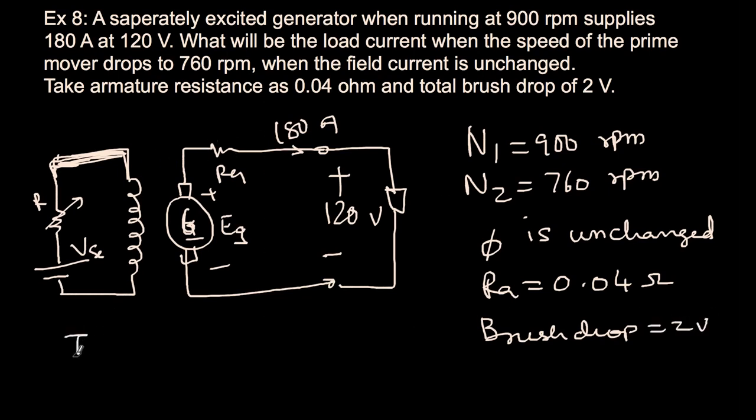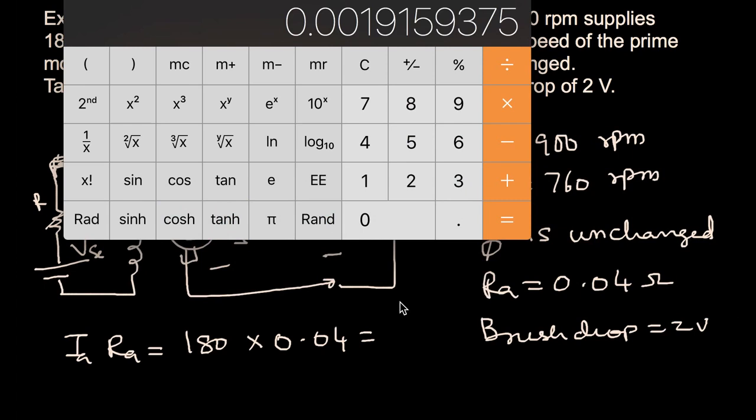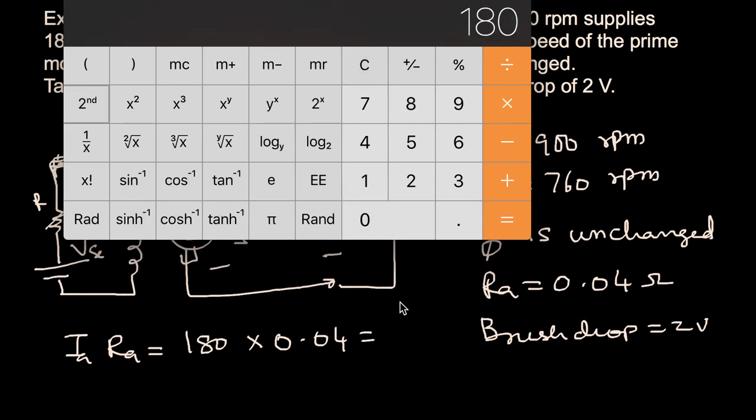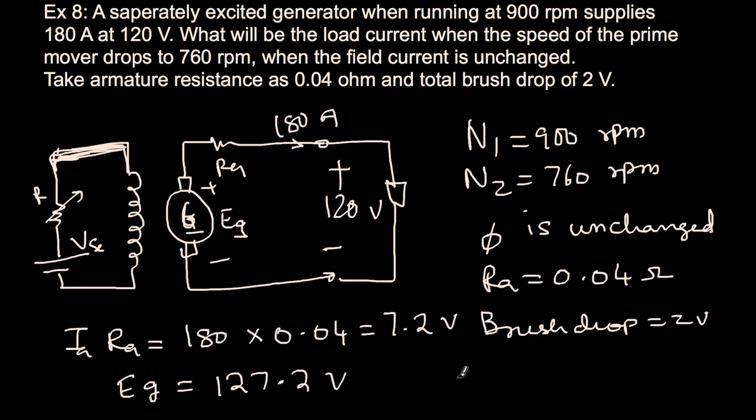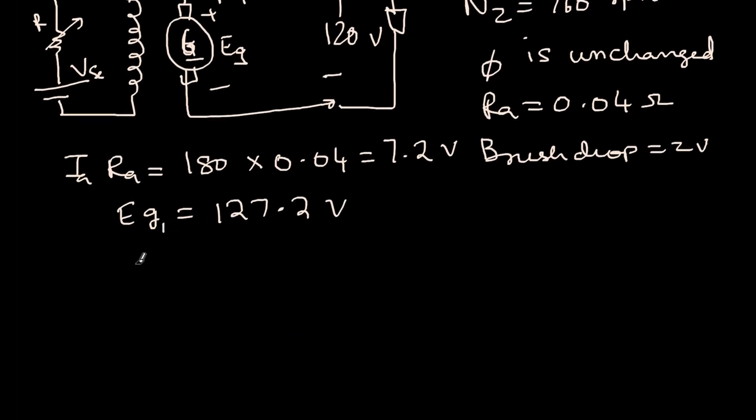So let's first calculate the drop here. What is the IARA? In the previous case, 180 amperes multiplied by 0.04 is 7.2 volts, and here this is 120, so therefore EG will be 127.2 volts. Let me denote this as EG1.